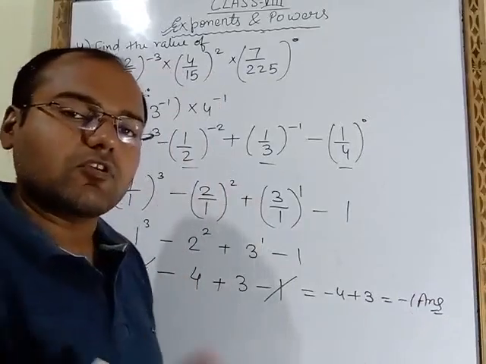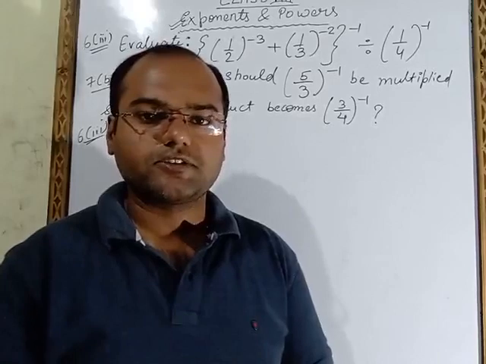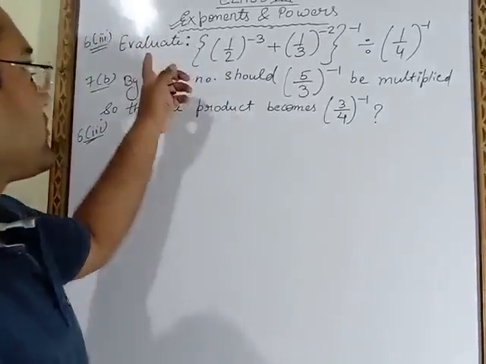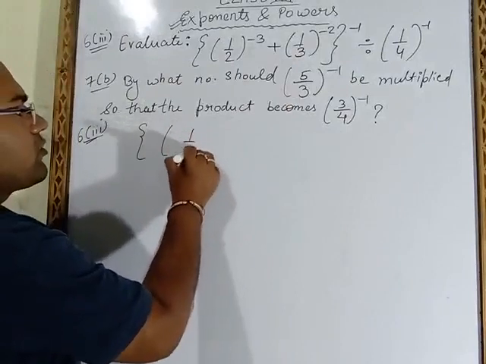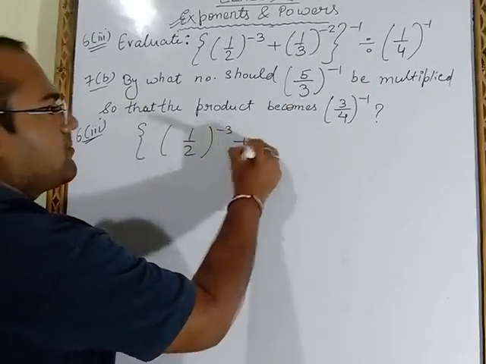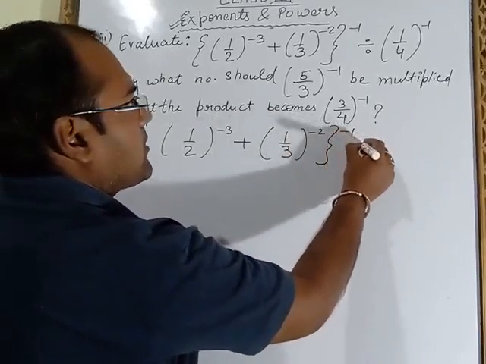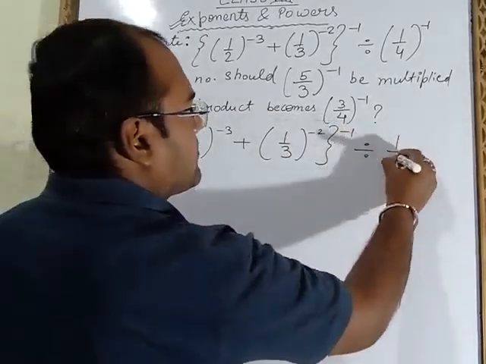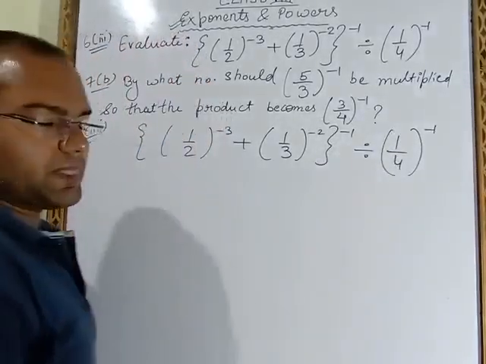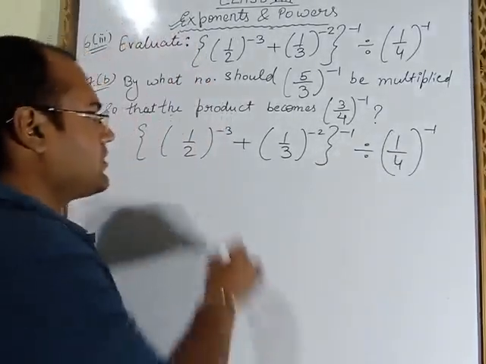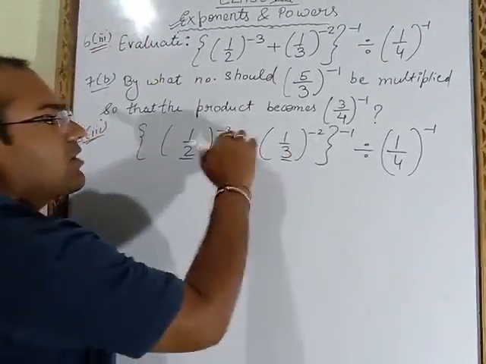So like this we have to do all the remaining parts of question number 5. Now see question number 6, third part. The question is: evaluate 1 upon 2 power minus 3 plus 1 upon 3 power minus 2, whole power minus 1, divided by 1 upon 4 power minus 1. This is the question. So first of all, what do you have to do? These two bases are different. So first step is we have to make these powers positive.